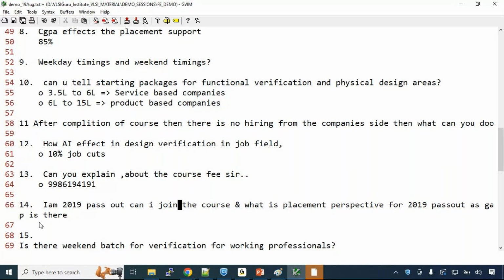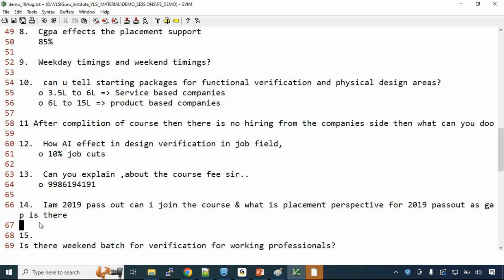For anything, performance is the only criteria. After that, anything can be taken care of. I told you about the 2005 pass out also, right? Even if that person performs well, even he can get a job. It's just that what happens with a 2005 pass out, I told you, right? They will come with a lot of personal commitments. They might have got married, kids, a lot of things. There they get distracted.